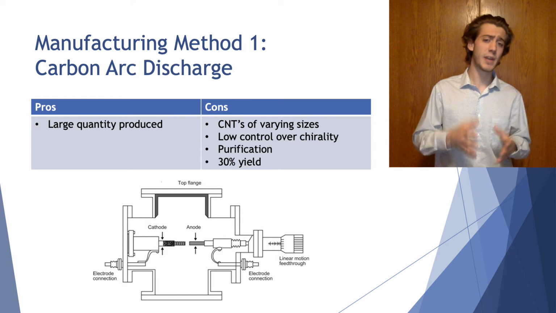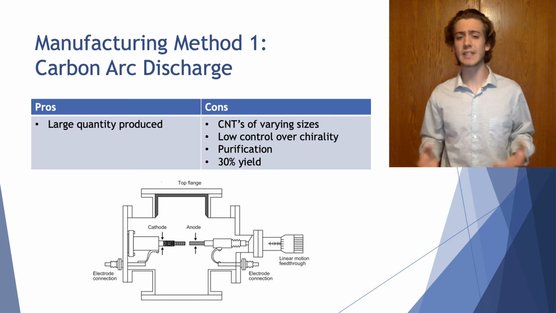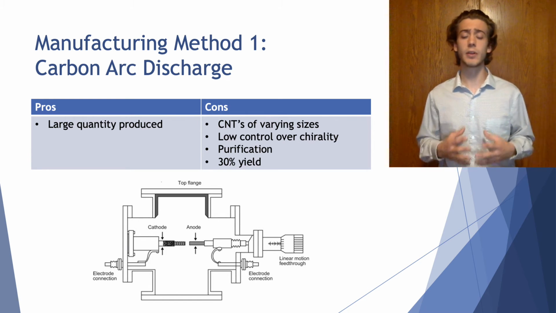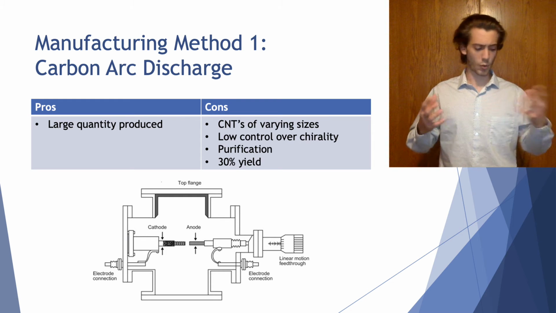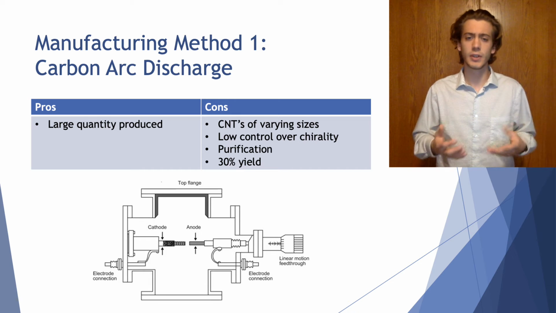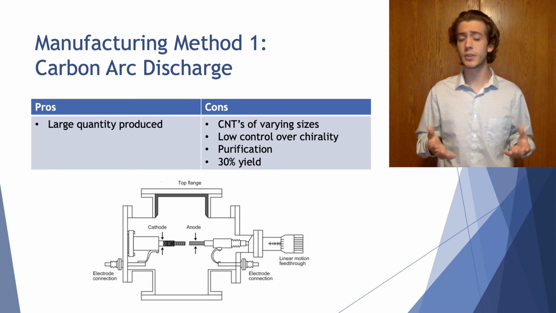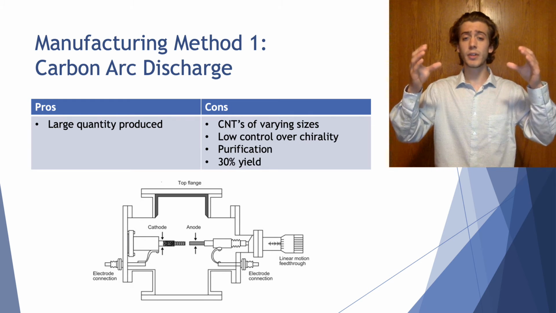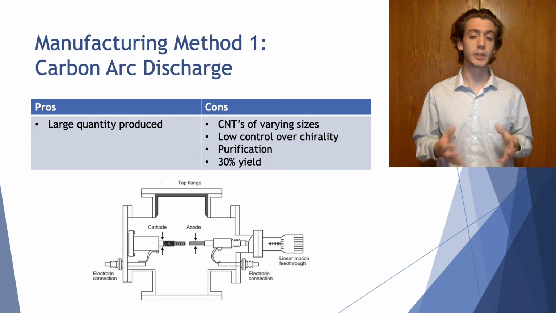The problem with this method is that it's not very exact. You're going to get carbon nanotubes of different sizes and different chiralities, and also there's going to be a lot of waste material. You also end up getting a lot of soot and stuff that isn't carbon nanotubes. You actually get about a 30% yield, which means whatever you started with, only 30% of that is going to be carbon nanotubes.